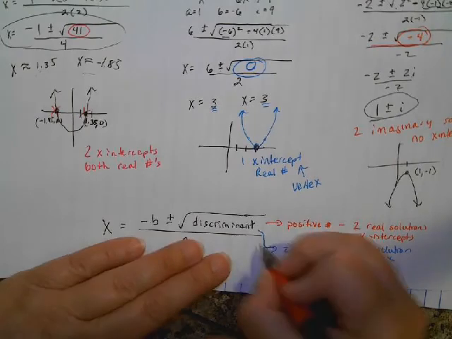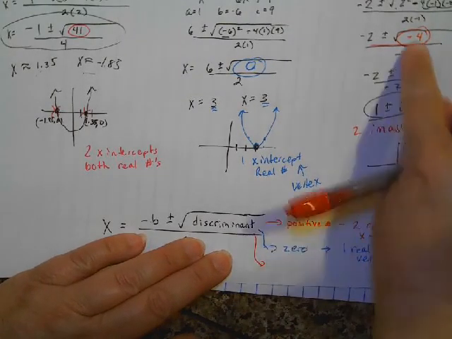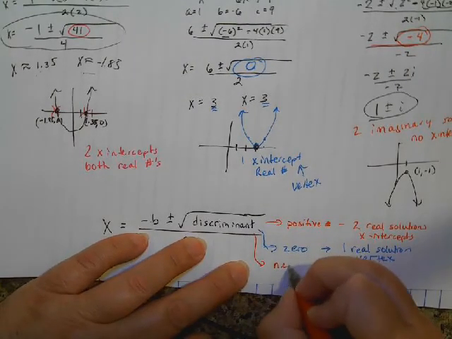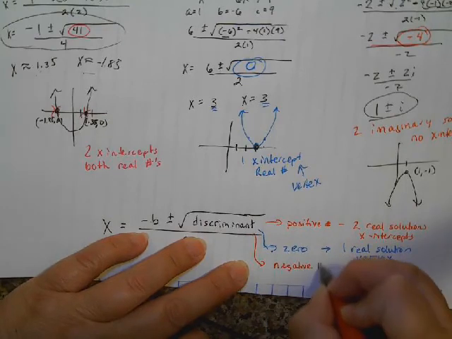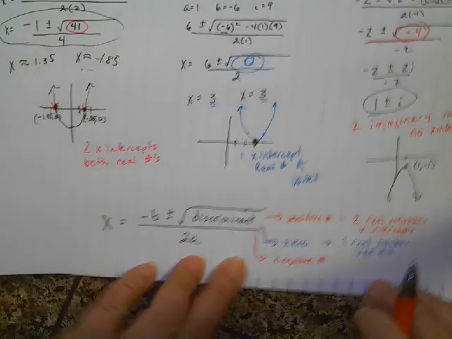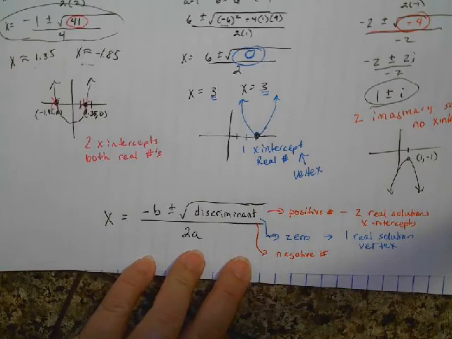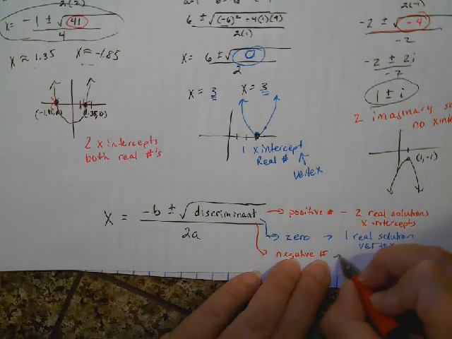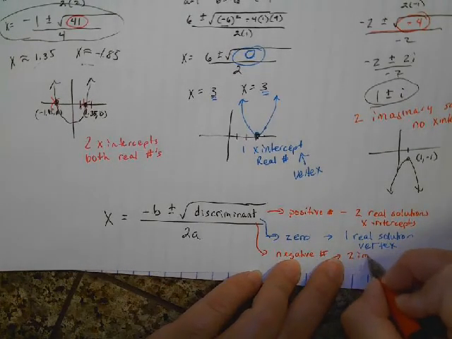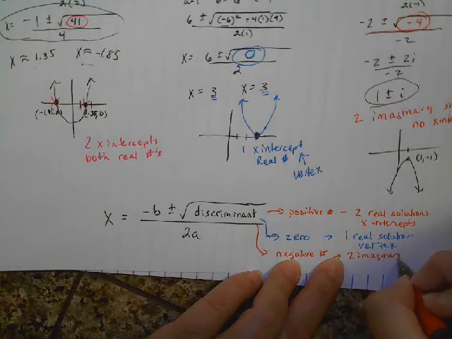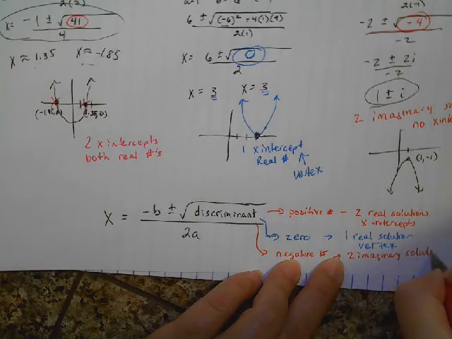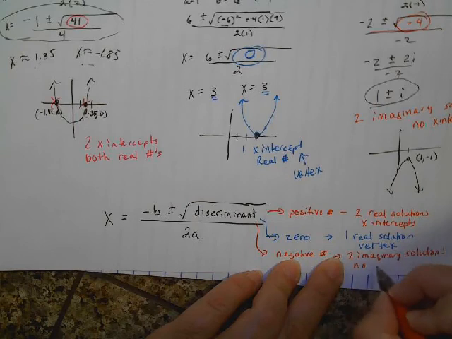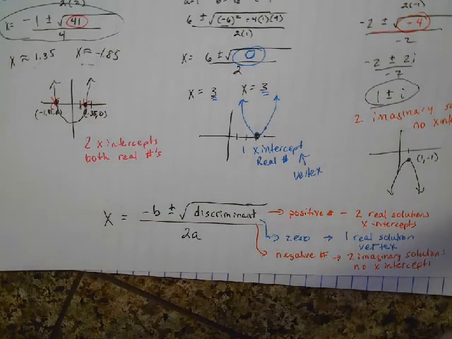And then lastly is this third case where we had a negative number as the discriminant. And when the discriminant was a negative number, we ended up with two imaginary solutions. And this means there are no x-intercepts. It doesn't cross the x-axis at all.